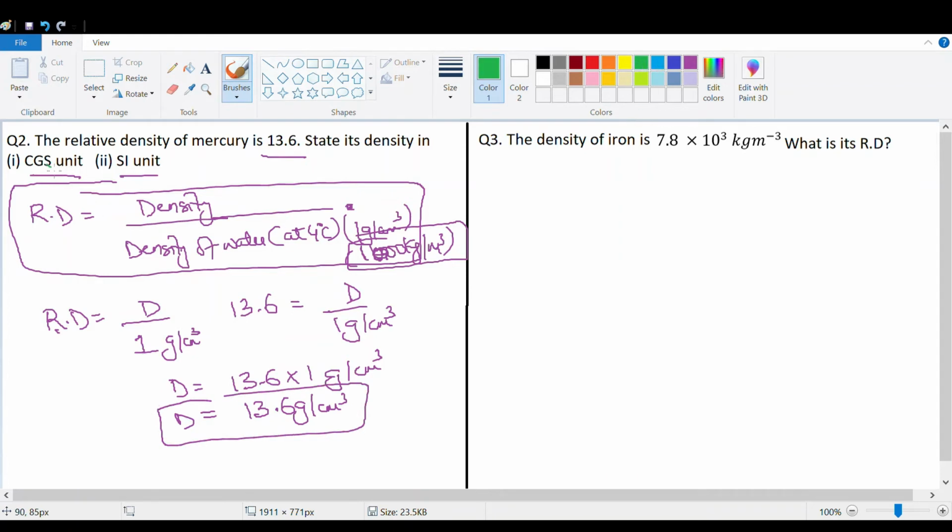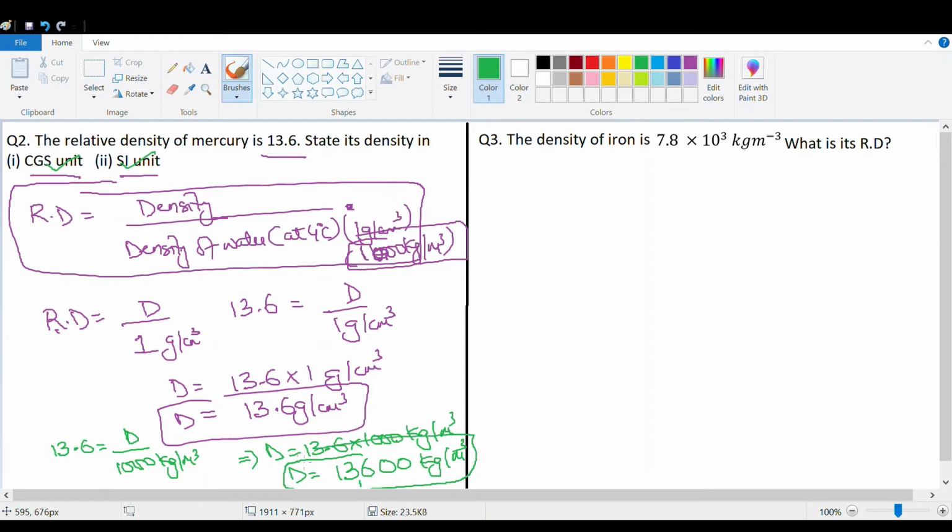Now, in case you want to convert this into SI unit, I'll show this calculation once again, and after that we will just do any other question. I won't need to show the calculation. So RD is given equal to 13.6 is equal to density upon the density of water, and the density of water in SI unit is 1000 kilogram per meter cube, which means the density would be equal to 13.6 into 1000 kilogram per meter cube, which is equal to 13,600 kilogram per meter cube. So if you are converting it in SI unit, you will multiply it with 1000.